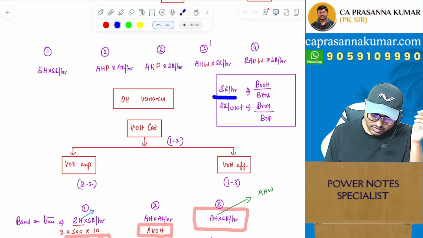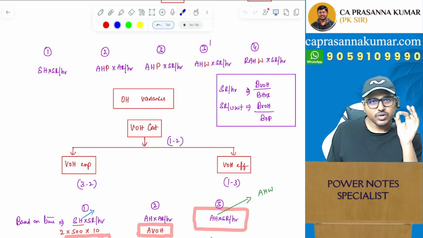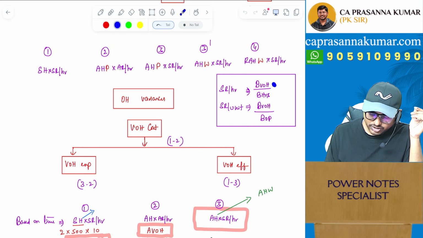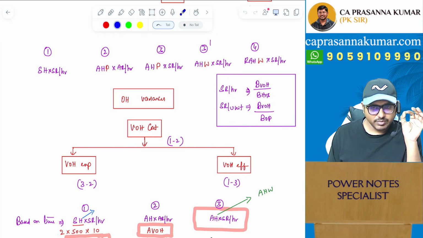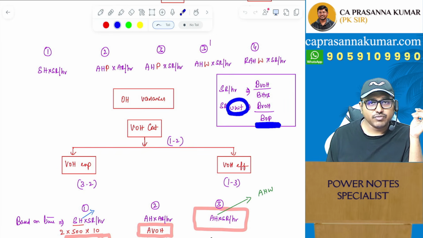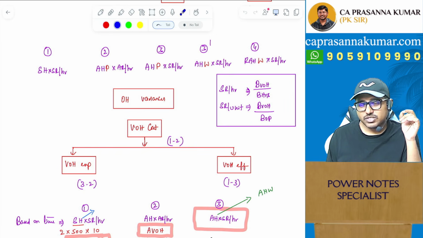This step is mandatory. Whatever I say, go in that order only. Things will be very easy. Standard rate per hour is equal to budgeted variable overheads divided by budgeted hours. Remember this. Standard rate per unit is equal to budgeted variable overheads divided by number of units, that is, BO, budgeted output.